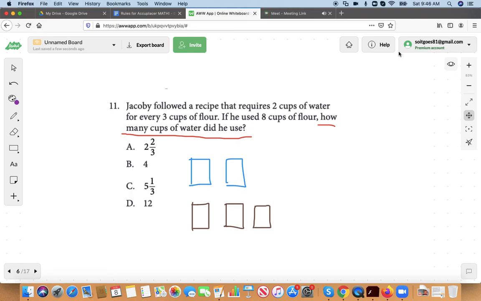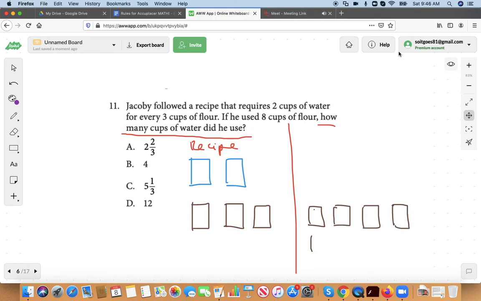Now the question says, if he used 8 cups of flour, how many cups of water did he use? So let's draw 8 cups of flour. This is the recipe, by the way. I'm going to make a note of that. This is the original recipe. And now he's using 8 cups of flour, so I'm going to draw those 8 cups of flour. Does that make sense? Yes, sir. 1, 2, 3, 4, 5, 6, 7, 8. 8 cups of flour.